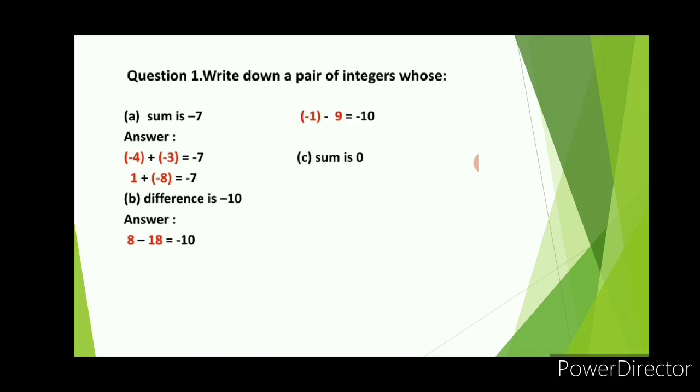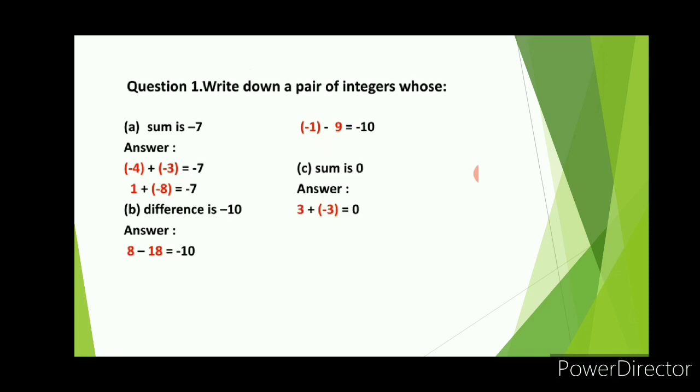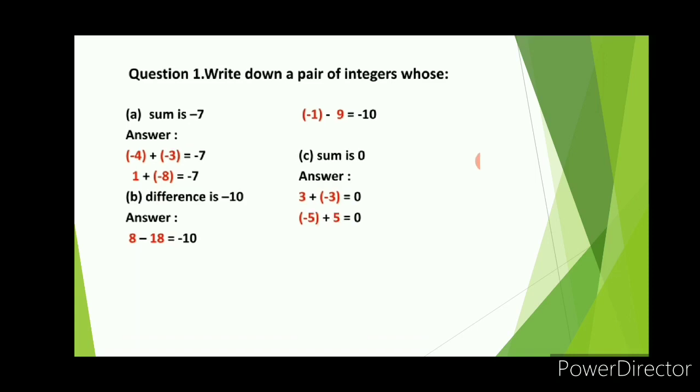See, sum is 0. If you add any two integers, the result should be 0. So the possibilities: one is positive, another one is negative, or negative and positive, like that we should select. So 3 plus -3 equal to 0. One more, -5 plus 5 is equal to 0. Opposite sign we have to subtract it. So 5 minus 5 is 0, 3 minus 3 is 0. Copy down.